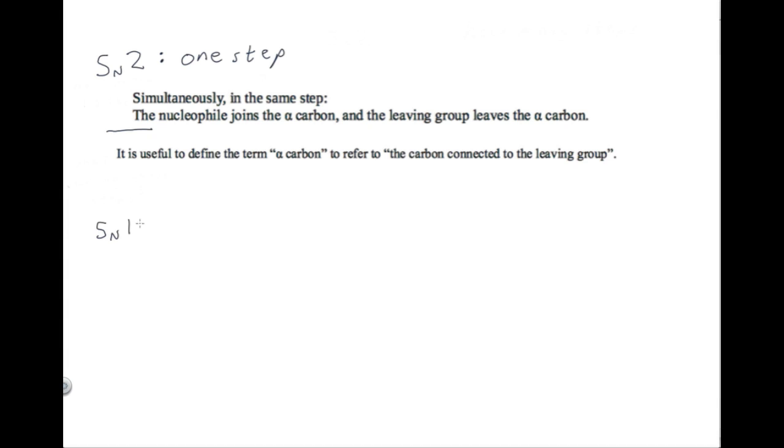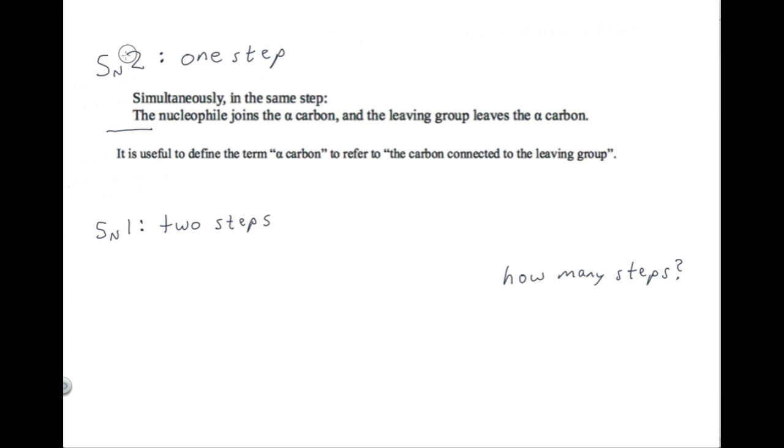Now we need to move on and learn the basics about an SN1 mechanism. So first question, how many steps are there in an SN1 reaction? Well, did you know that there are two steps? There are two steps in an SN1 reaction. That's really the most basic and most important fact to know about an SN1 reaction, that it's two steps.